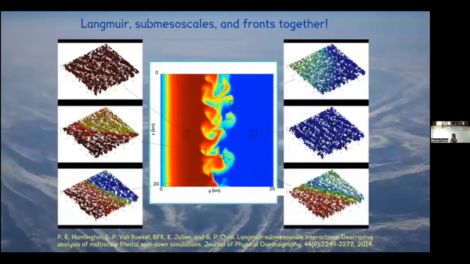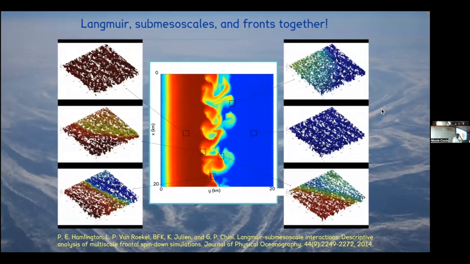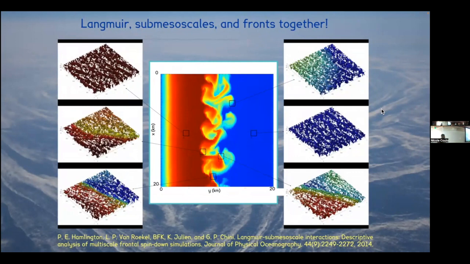Okay, so enough about that. Let's talk about bigger simulations, even bigger simulations. So this is a calculation. Oh, it's very jumpy. Sorry. It's not working very well. Well, I'll zoom in a second.